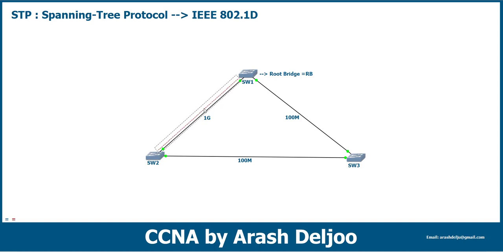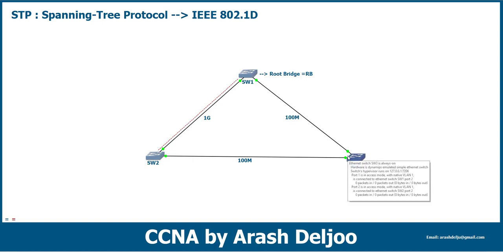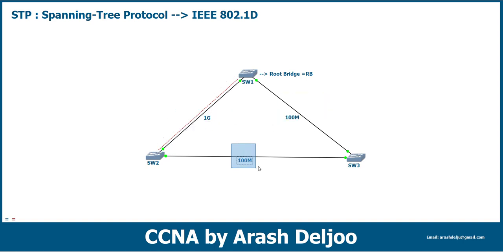Also we need another path from switch 1 to switch 3. The best path is a direct path from switch 1 to switch 3. Here we have a 100 megabit per second link, and here we have 1G and then 100. Because of that it is better, and you will learn about the exact rules, but for now let me say that this is the best path. Because of that, now we have two paths: the first path is from switch 1 to switch 2, and after that from switch 1 to switch 3.